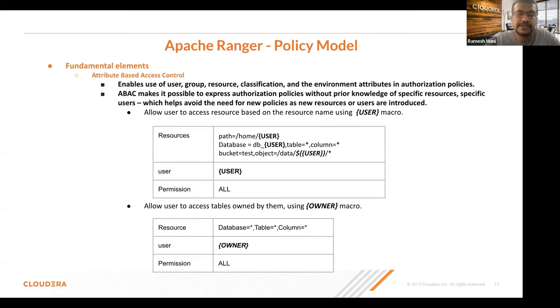Like, a database can have owner as an attribute. I'll be able to create a database and I become the owner, and I should be able to create tables in it. I don't need a special permission because I'm the owner. So how do you know that you are the owner? That attribute is the one which gives that information, and with that attribute, you can maintain policies.